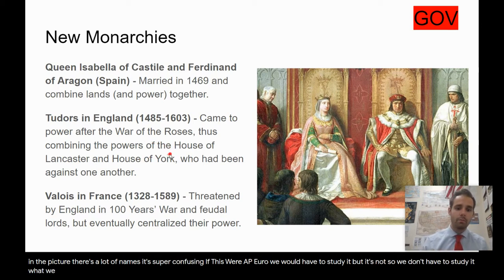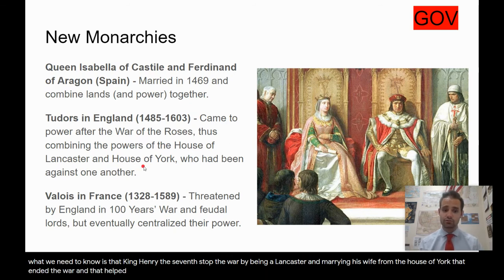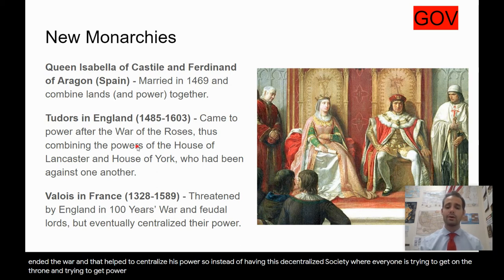What we need to know is that King Henry VII stopped the war by being a Lancaster and marrying his wife from the House of York. That ended the war, and that helped to centralize his power. So instead of having this decentralized society where everyone is trying to get on the throne and trying to get power, now you have a much more centralized society under King Henry VII, who is a Tudor.